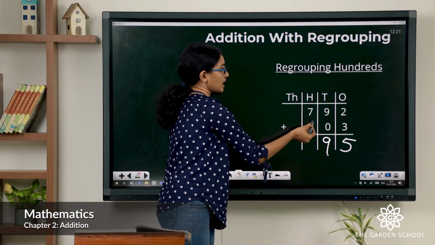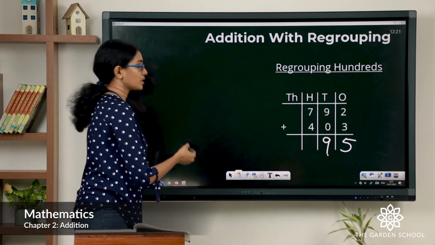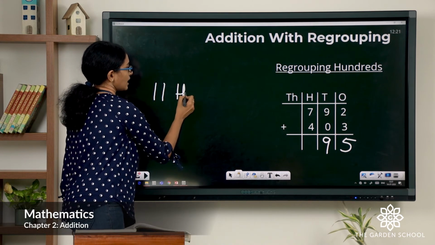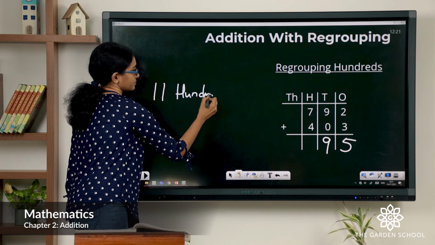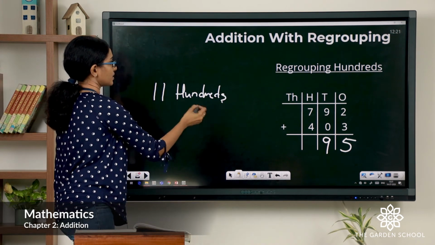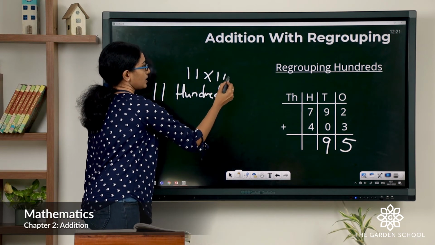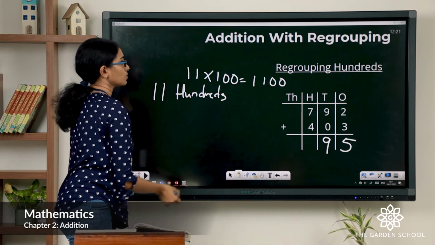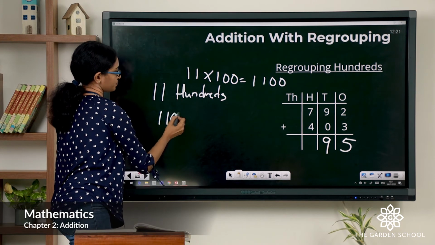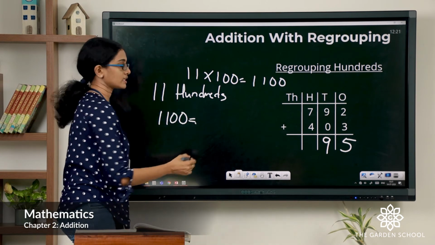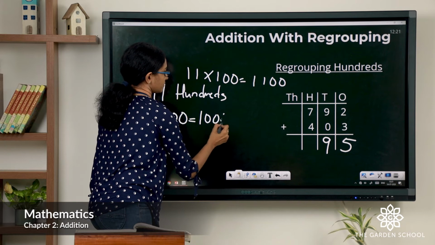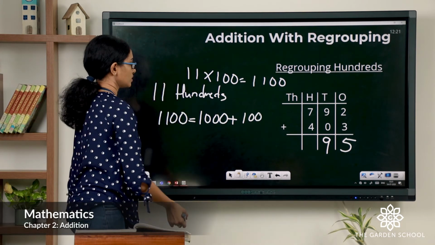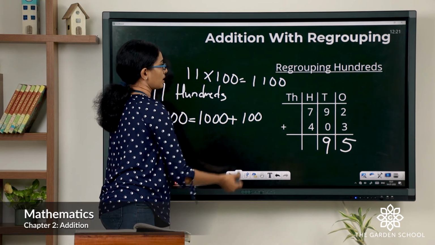Then 7 hundreds plus 4 hundreds. What is 7 plus 4? It is 11. So we have 11 hundreds here. So 11 hundreds, or 11 into 100, equals 1100. So that we can split into 1100 equals 1000 plus 100. Okay? So this is 1000 and 100.